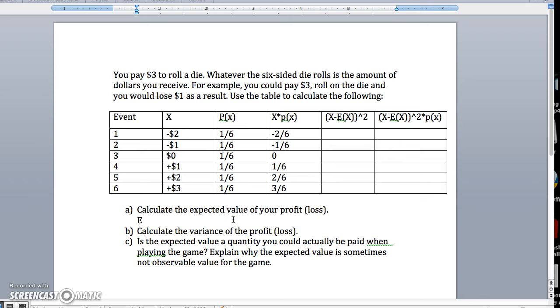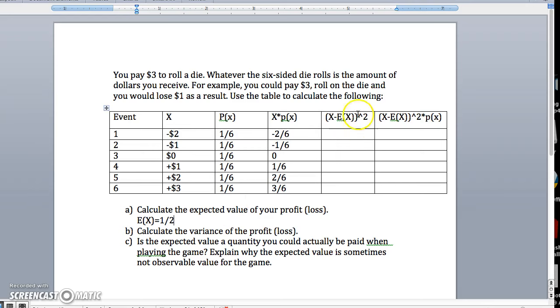So again, our E of X, our expected value, is the weighted average of the possible outcomes, or the sum of our column 4, excuse me. So our E of X is equal to 1/2.